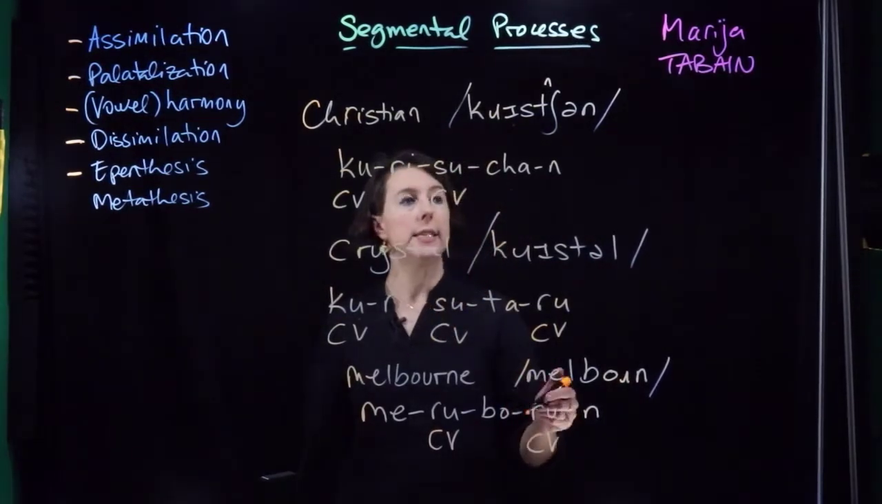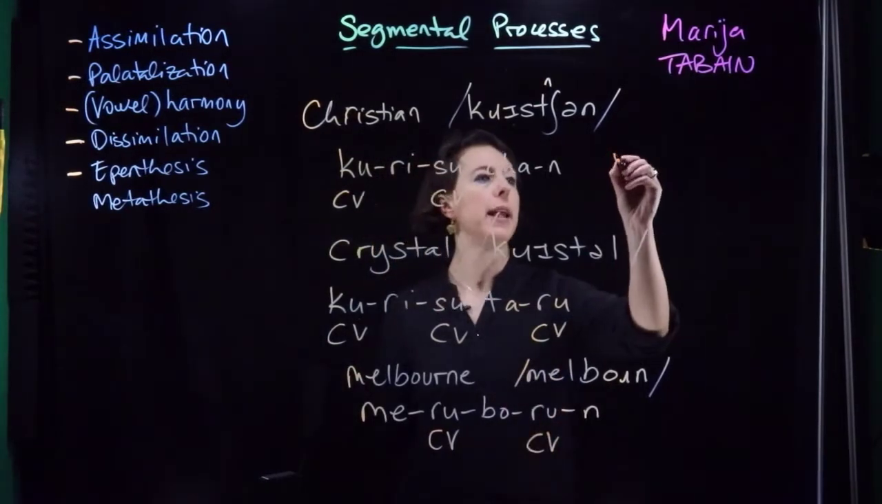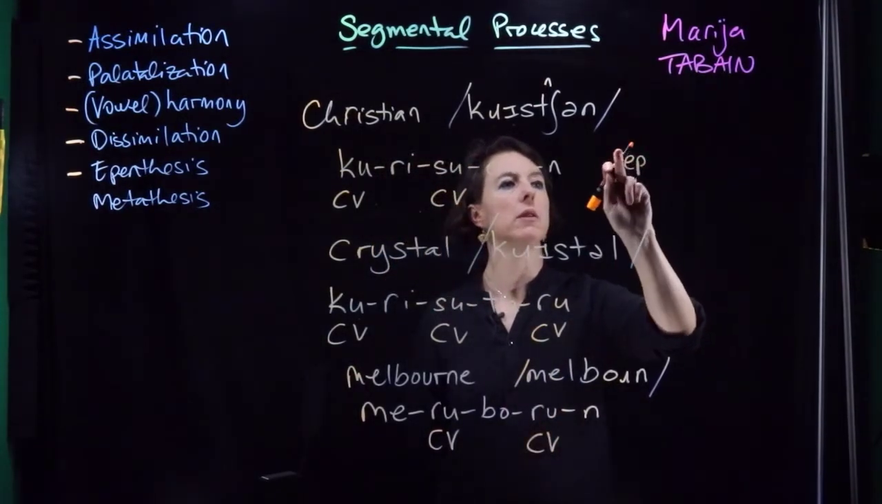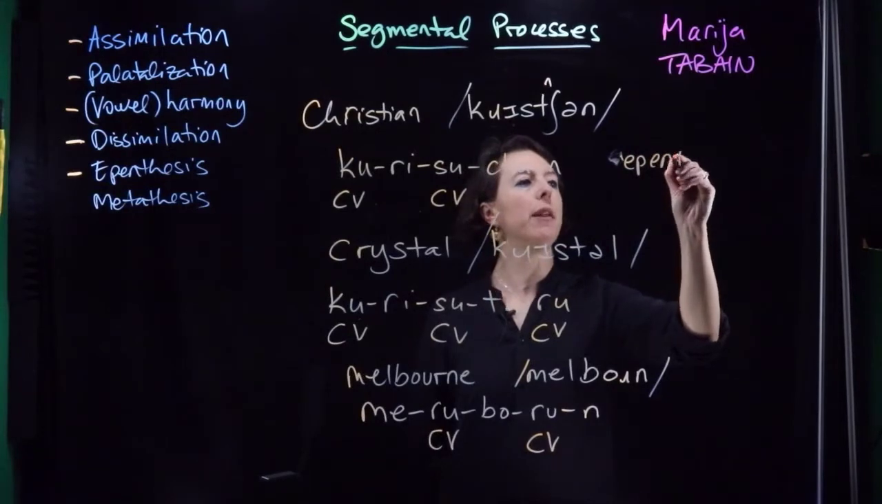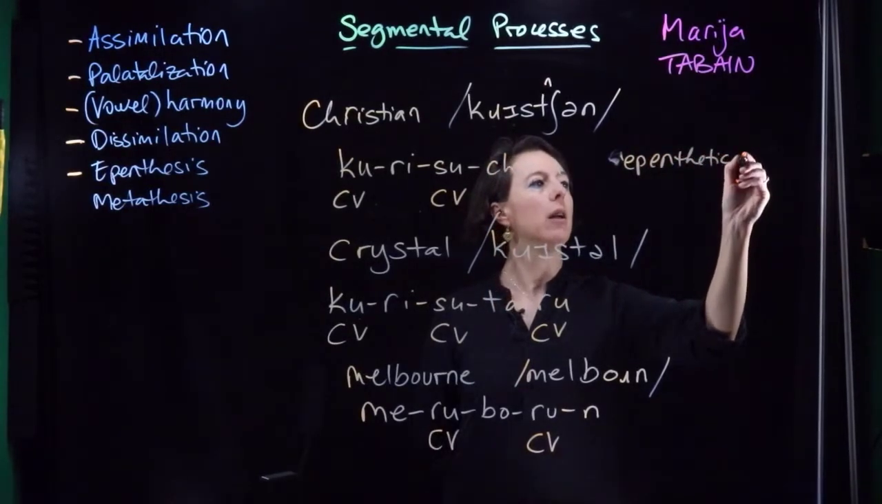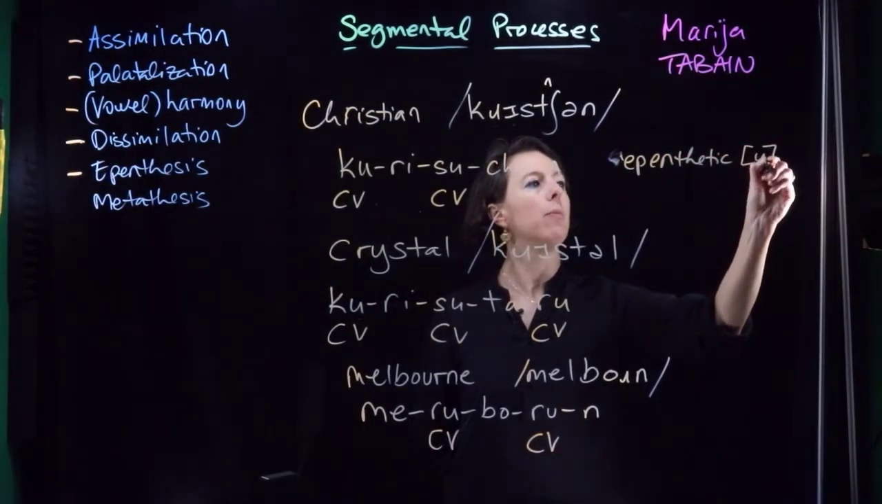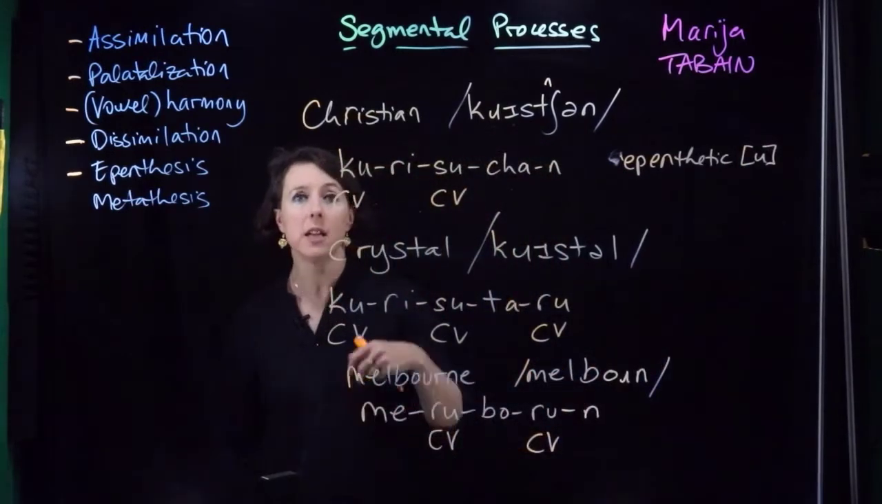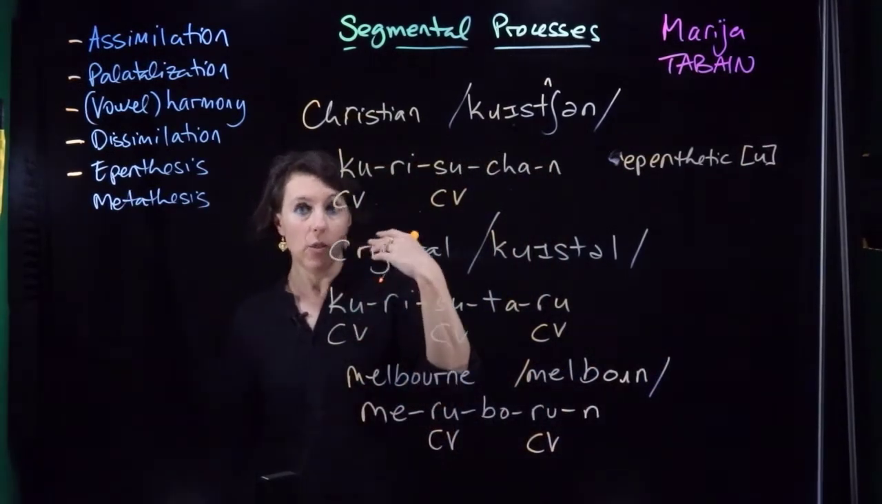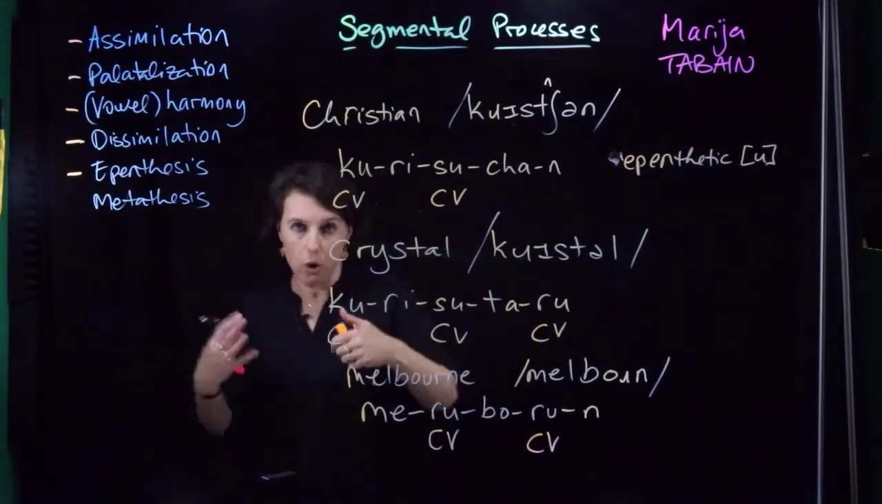So the u is epenthetic in these examples. We've had an epenthetic u. Oh dear. Oh, well, I didn't want to put the epenthetic u. It is clearly inserted to fix an error in the borrowed word. Okay.